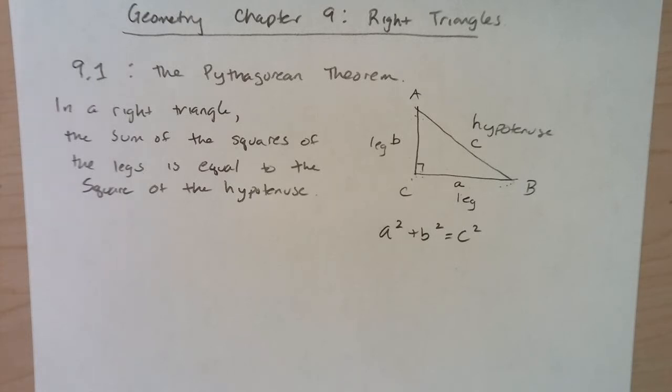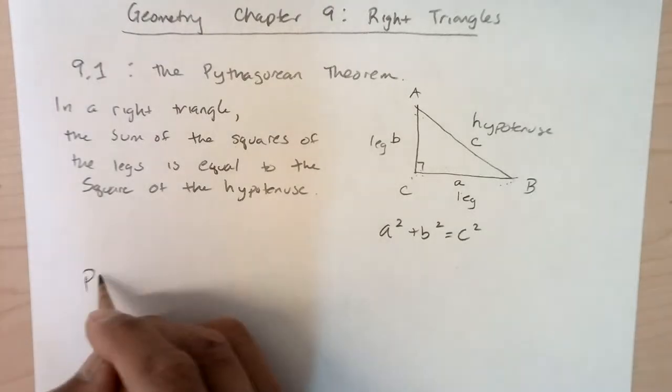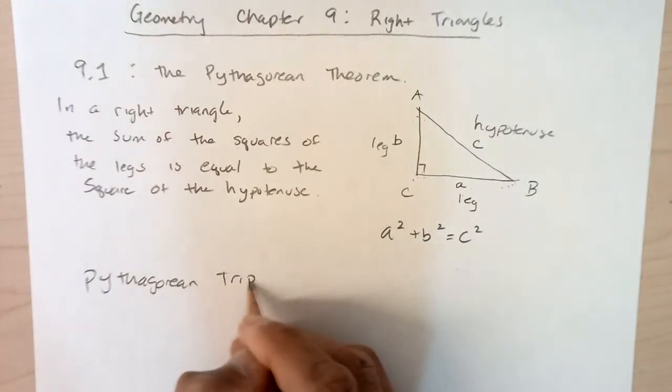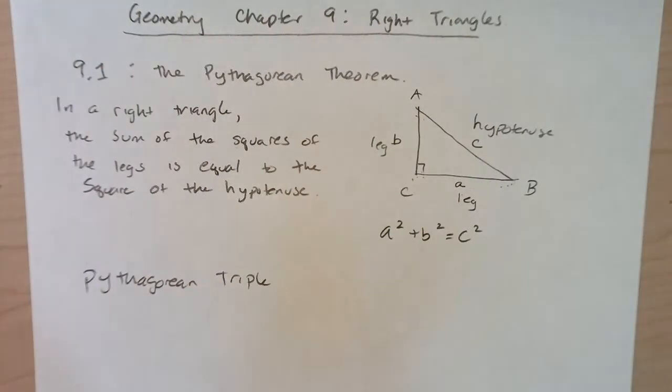Just be careful. You can only use the Pythagorean theorem for right triangles. Don't try to use the Pythagorean theorem for non-right triangles. And then it would be helpful for you to know certain what are called Pythagorean triples. Pythagorean triples are just three whole numbers that make up or satisfy the Pythagorean theorem.